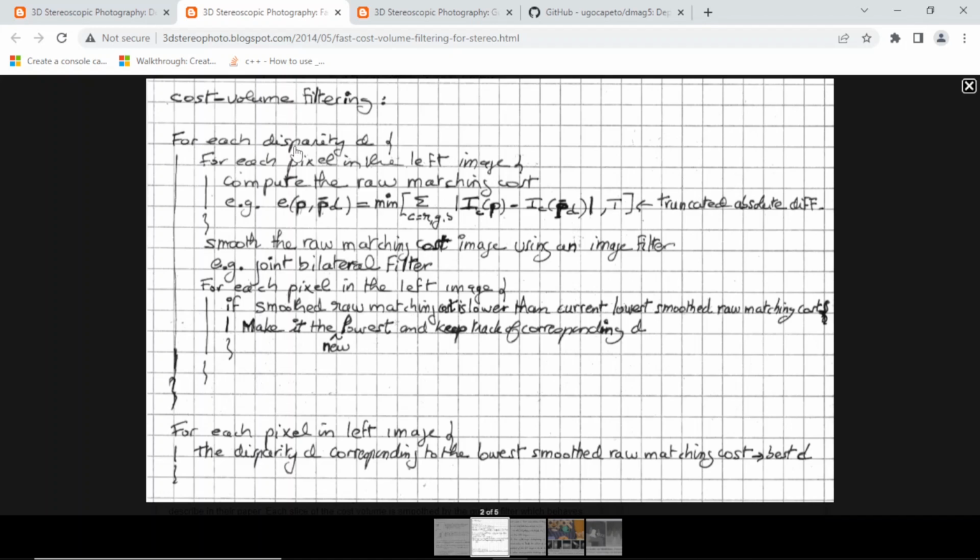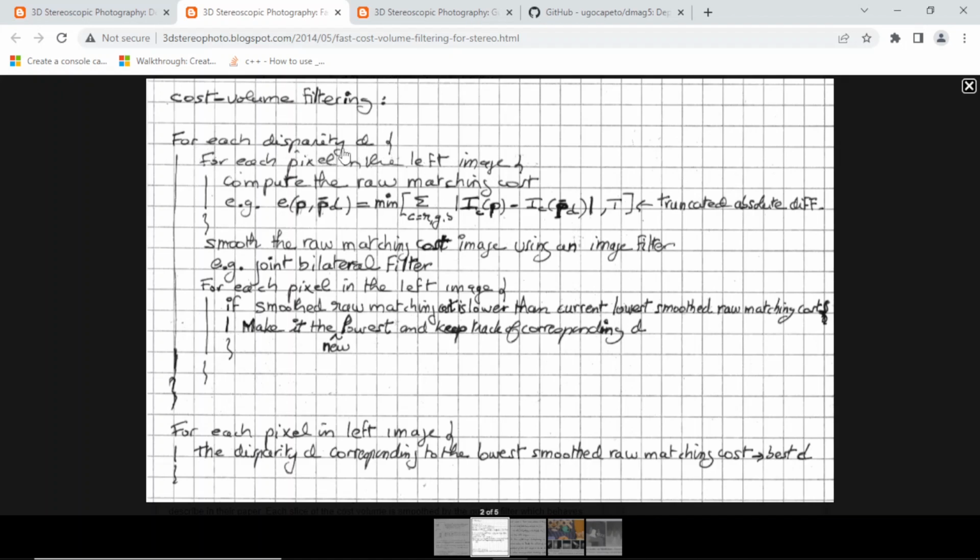For each disparity D, where D is between the minimum disparity and the maximum disparity, there is a slice of what's called the cost volume. It's like a three-dimensional volume, and for each disparity you are computing a slice of it, and the size of that slice is the size of the images, the left image and right image.